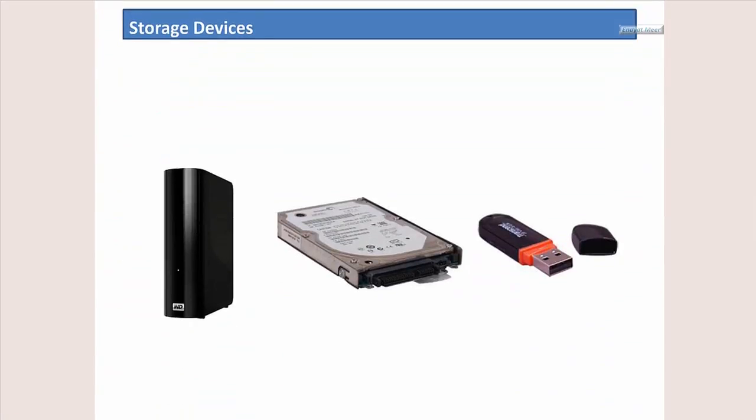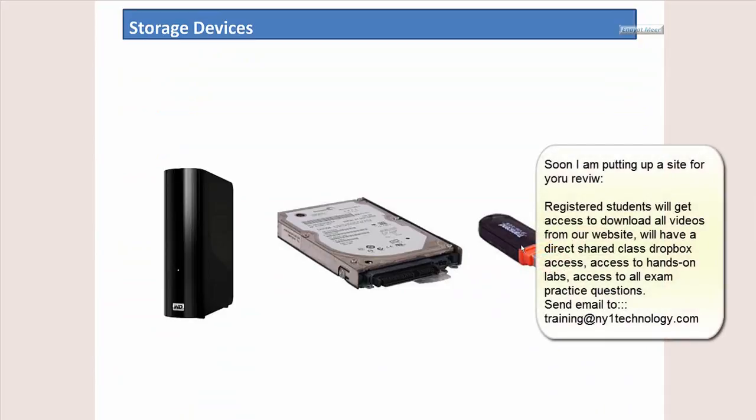Then we have some storage devices. Here you have an external hard drive, an internal hard drive, and a USB drive. Now we have solid state drives, and we have SATA, or IDE, or SATA-looking drives, not very visible. We have SSD solid state drives, and we have a lot of cloud systems now at this moment that we can use for storage.